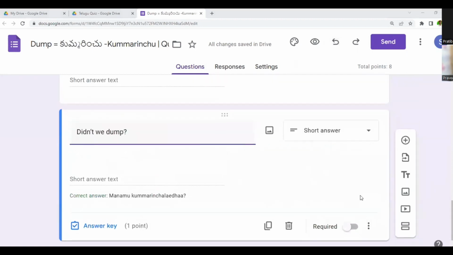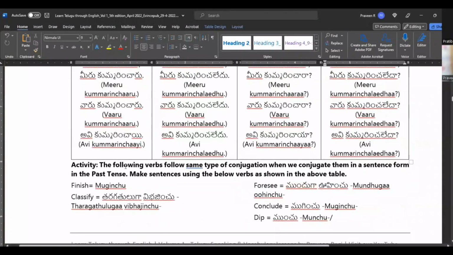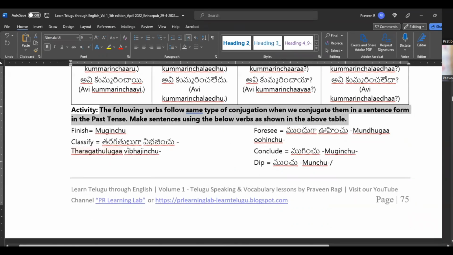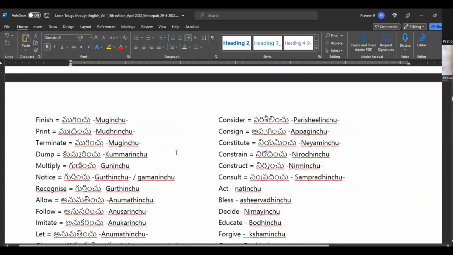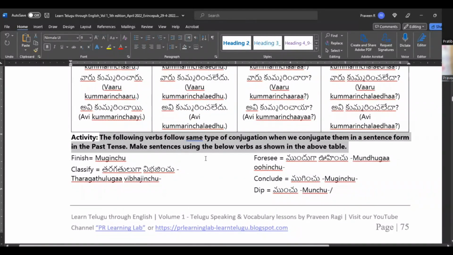Okay, now let's see the activity inside the PDF. Okay, can you read this one? The following verbs follow same type of conjugation. When we conjugate them in a sentence form in the past tense, make sentences using the below verbs as shown in the above table. Okay, see here I did not make any sentences, even the positive sentences I did not make. So you need to make all categories. So make sentences using the below verbs as shown in the above table.